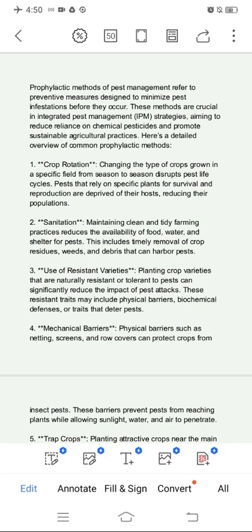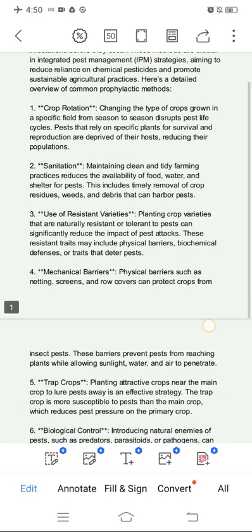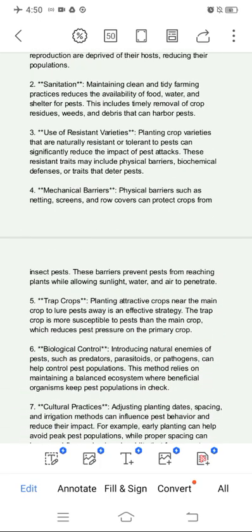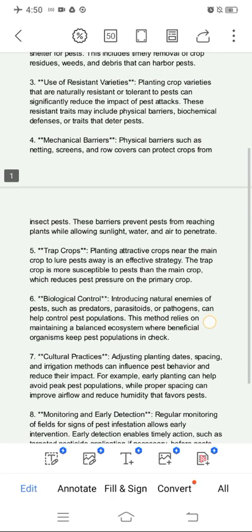Use of resistant varieties: planting crop varieties that are naturally resistant or tolerant to pests can significantly reduce the impact of pest attacks. Resistant traits can include physical barriers, biochemical defenses, or traits that deter pests. Mechanical barriers: physical barriers such as netting, screens, and row covers can protect crops from insect pests. These barriers prevent pests from reaching plants while allowing sunlight, water, and air to penetrate.